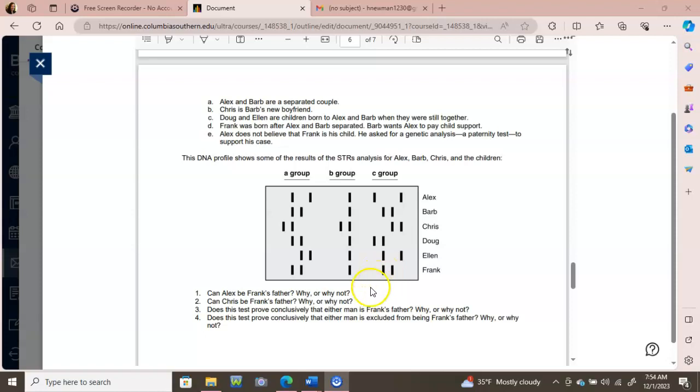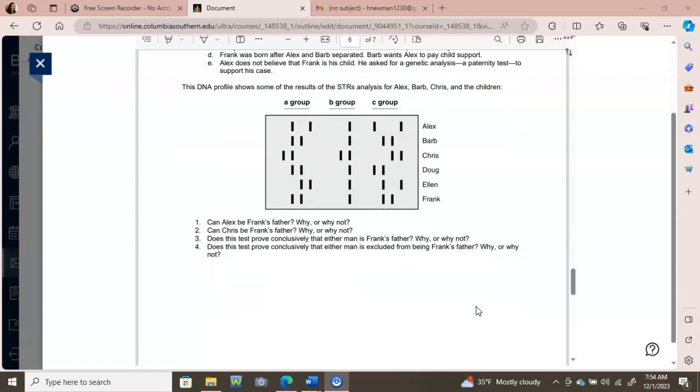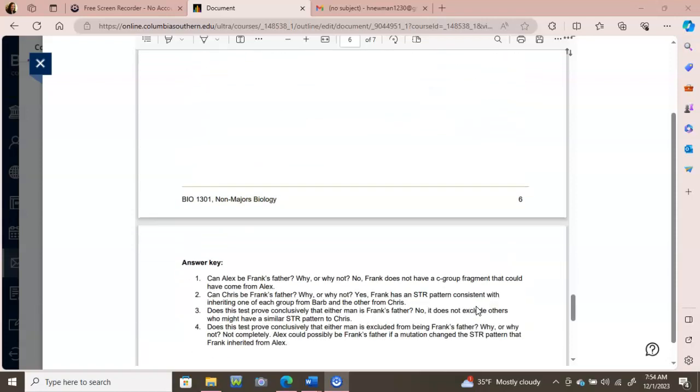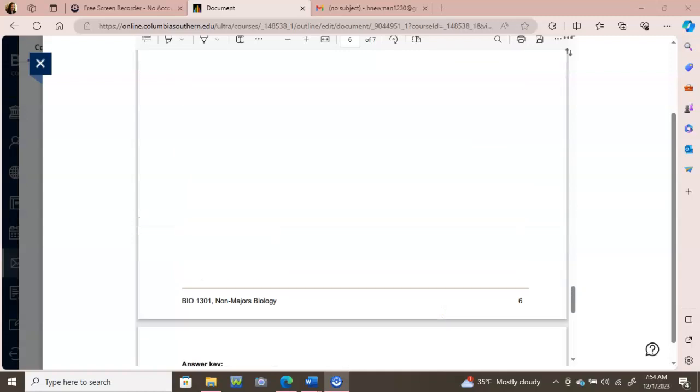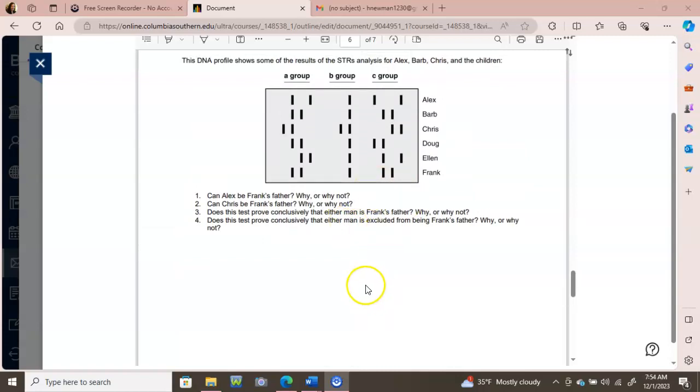Does this test prove conclusively that either man is Frank's father? Why or why not? Really not at this point. You would definitely want to look at more loci. And they go through the answers at the bottom of this worksheet. But you would definitely want to look at more of these loci, especially with Chris, to see if anything else would eliminate him, or if it completely includes him in this group.